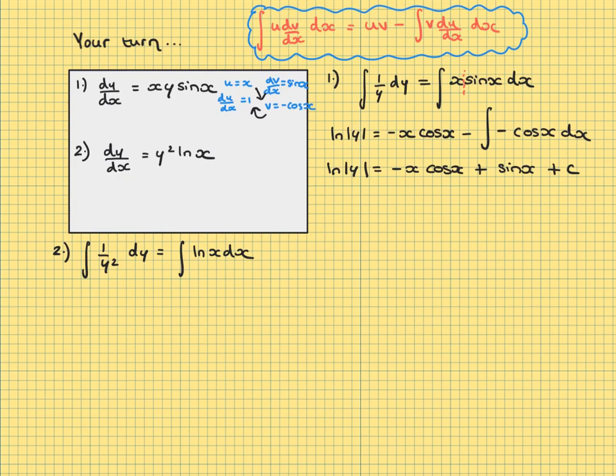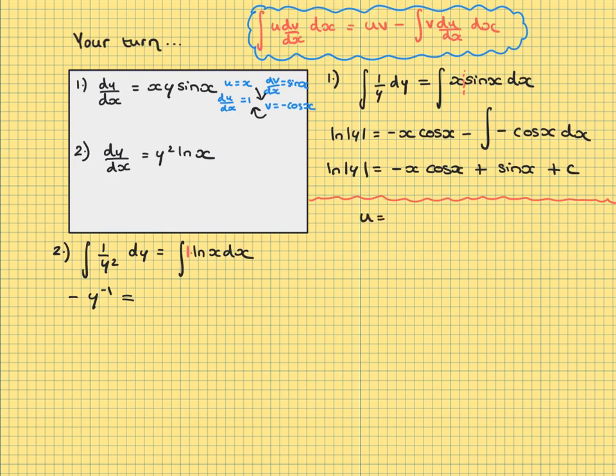So the left-hand side will simply integrate to negative y to the negative 1. On the right-hand side, I have to integrate ln x, or 1 multiplied by ln x. And you would have seen this before when you did the integration topic, how to integrate ln x by parts.